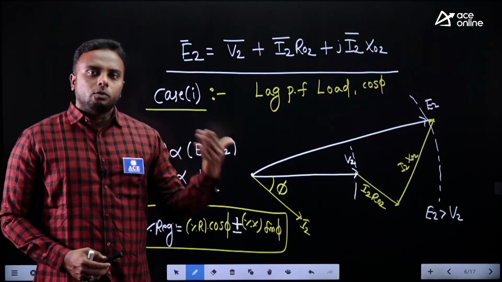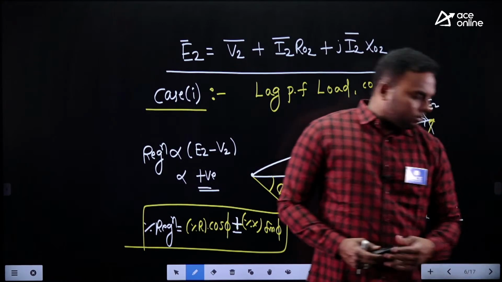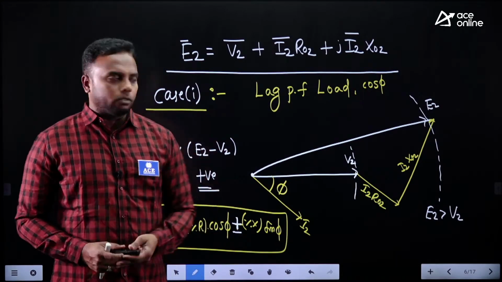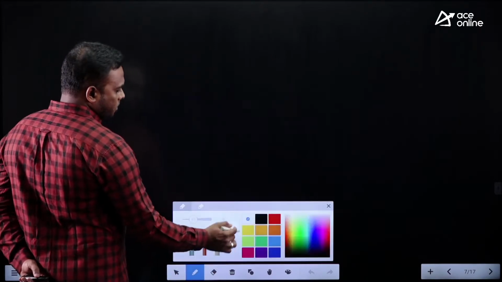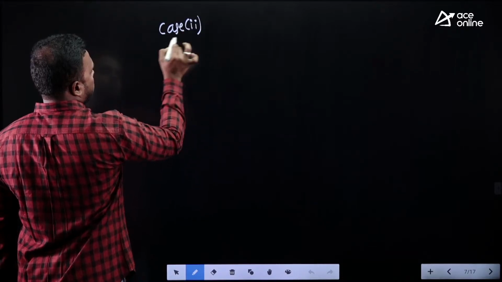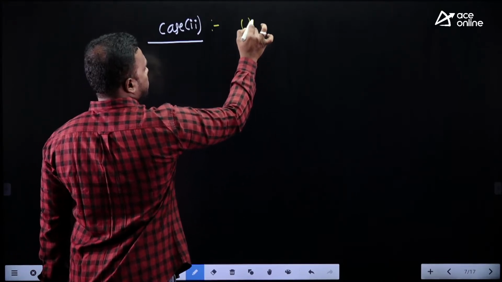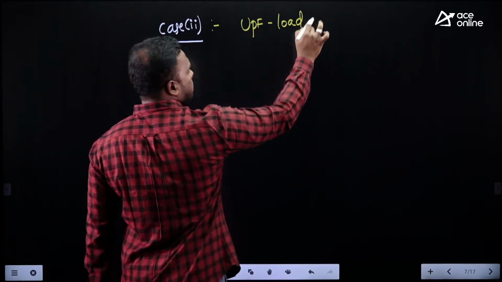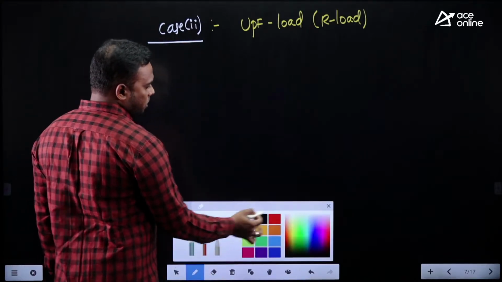Okay. Now let's see for unity power factor, what is the regulation, whether it is positive, 0 or negative. Same as it is. Let's see that. Case 2. UPF load, unity power factor load, or purely resistive load it is. Purely resistive load. Observe here.